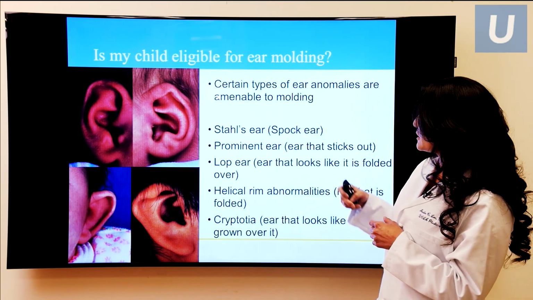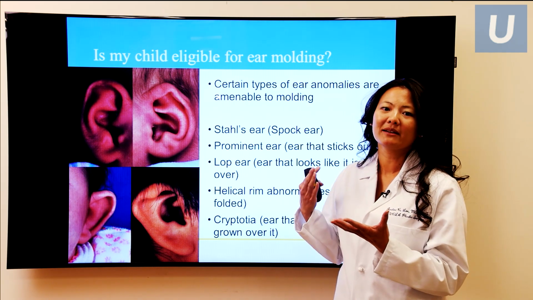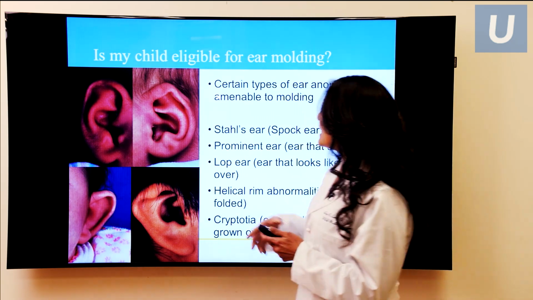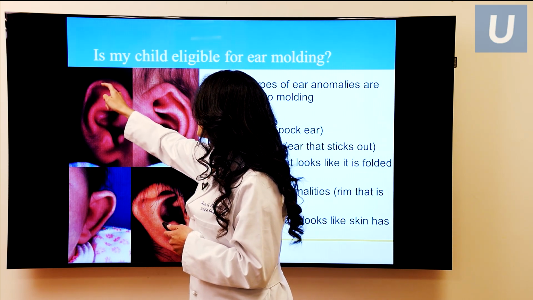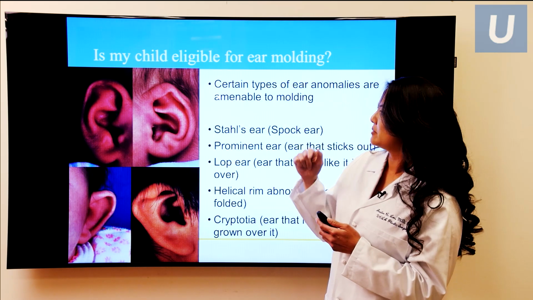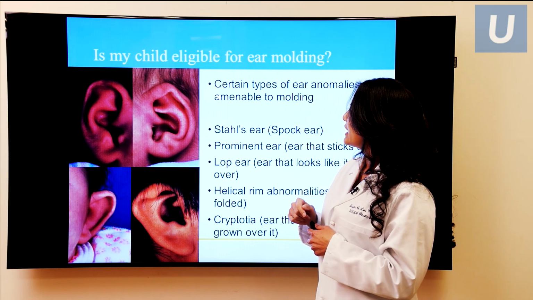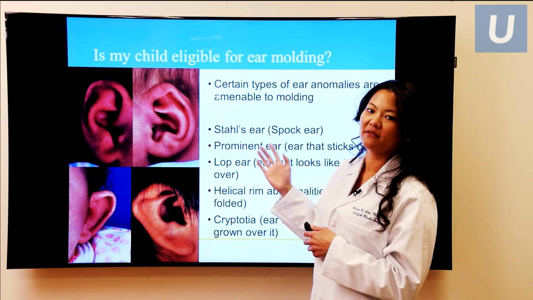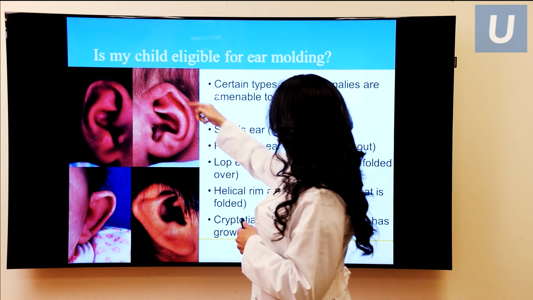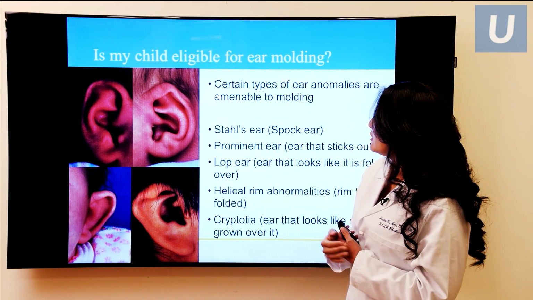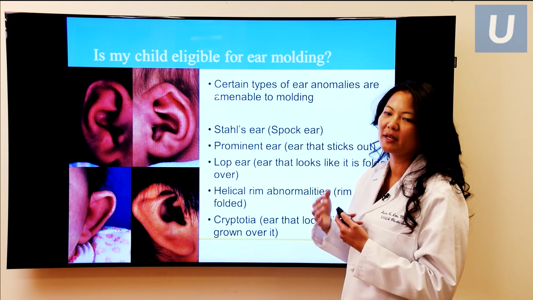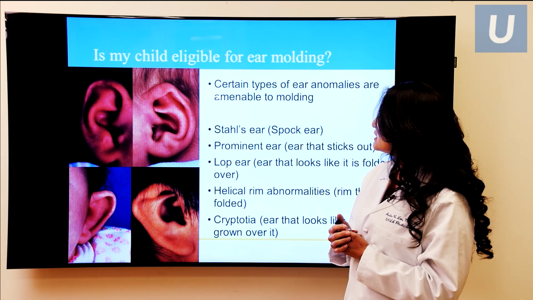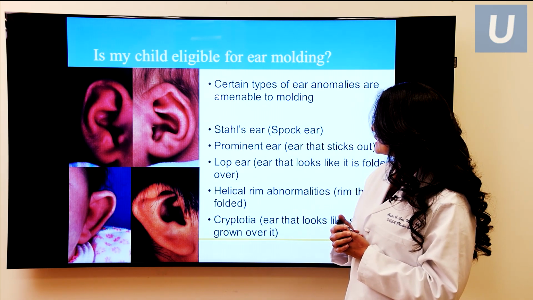So a Stahl's ear, some parents call it a Spock ear, is basically when there's a little extra crease here, a little bend that causes the ear to be a bit pointy. And this is something that can be very, very easily molded. This helical rim deformity, whenever there's a contour abnormality of the helical rim, that's another one that works really well for ear molding.